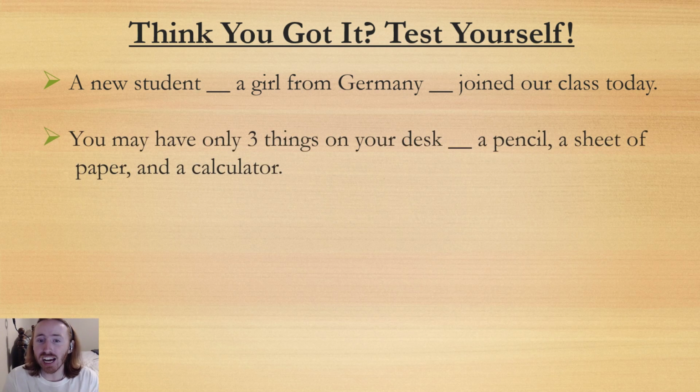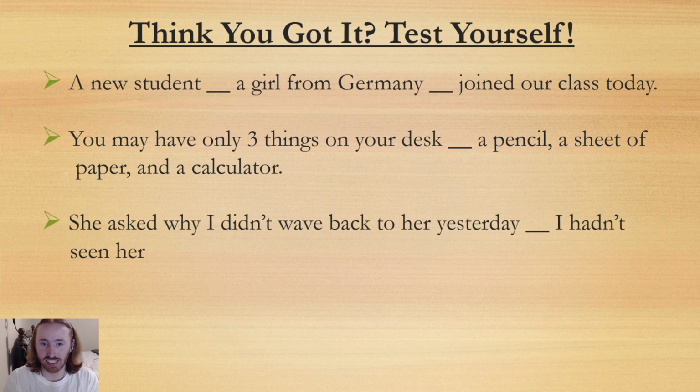So you may have only 3 things on your desk: a pencil, a sheet of paper, and a calculator. What piece of punctuation goes here? If you said the colon, you're correct, because this is us introducing a list. Only 3 things. What are those 3 things? The pencil, the paper, the calculator.